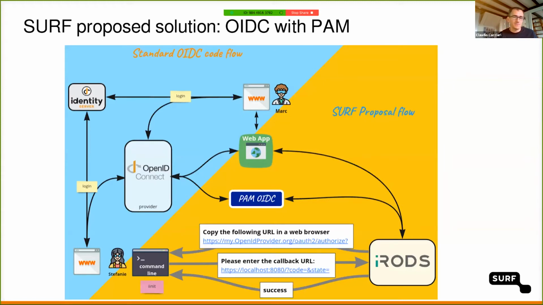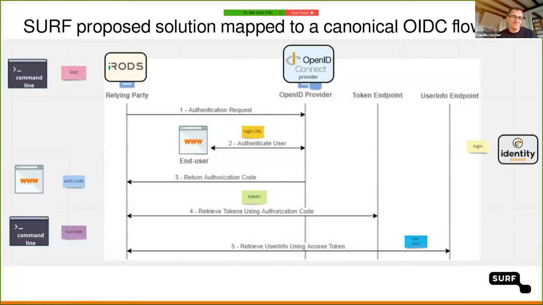So far seems perfect, so problem solved. But no, not really. Well, this is the same overview that I have shown now, but in a more canonical OIDC sequence diagram. So for the people in the audience familiar with OIDC, this is how you can see it mapped.